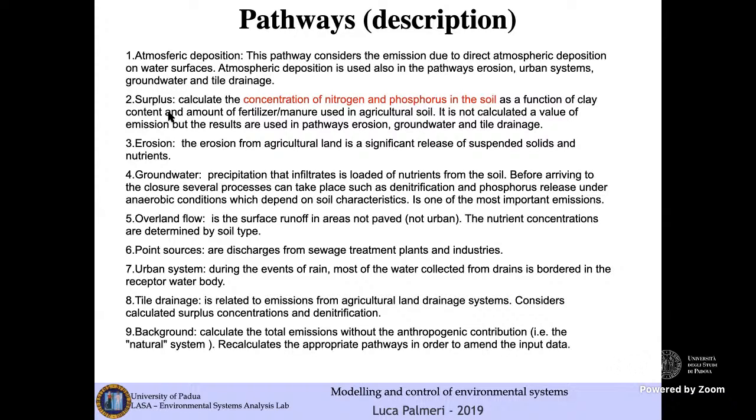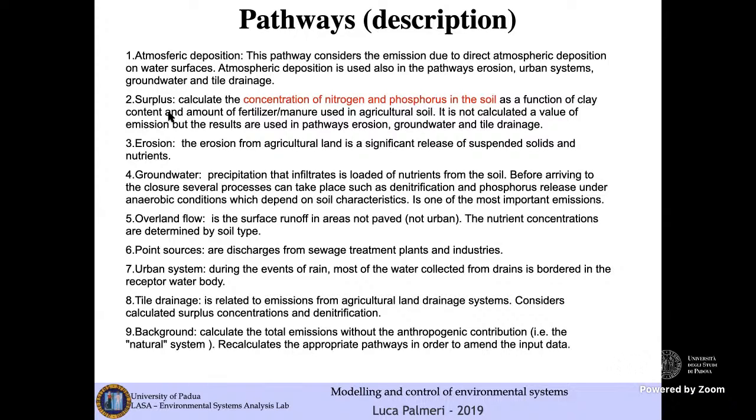The overland flow pathway describes surface runoff in areas that are not paved, so not urban areas. Here, the nutrient concentrations are determined by the soil type, so we try to take into account the effect of filtering due to soil. The point source pathway describes the effect of discharges from sewage and treatment plants and industries.